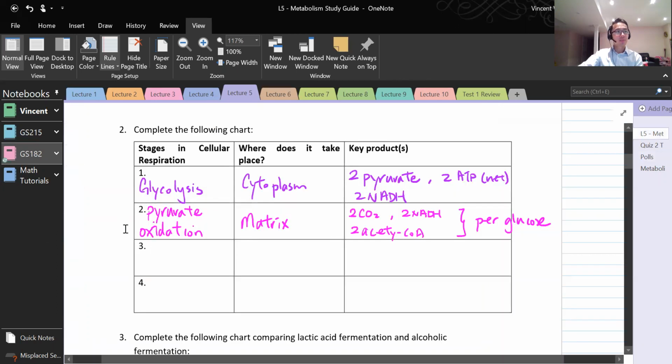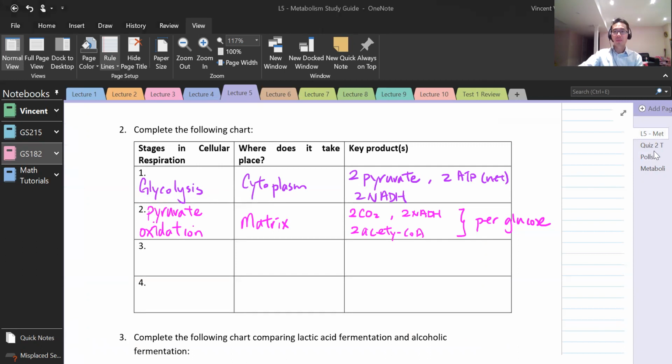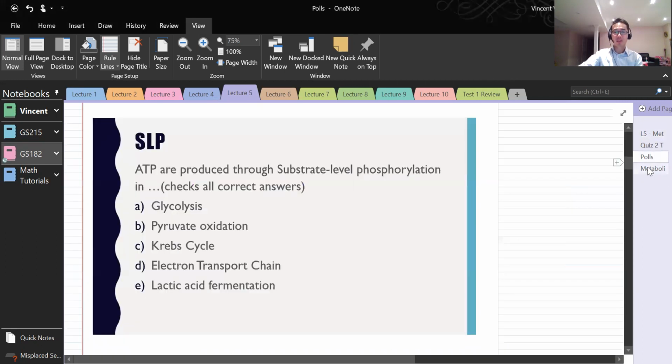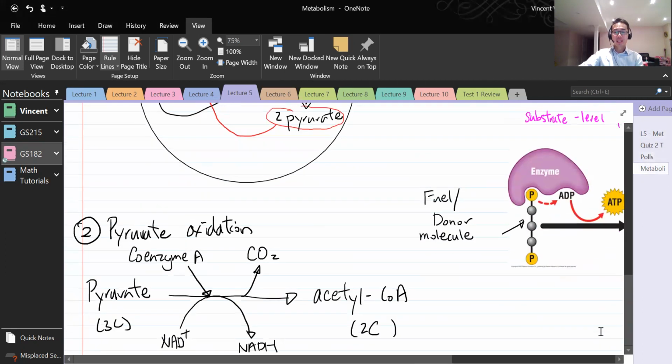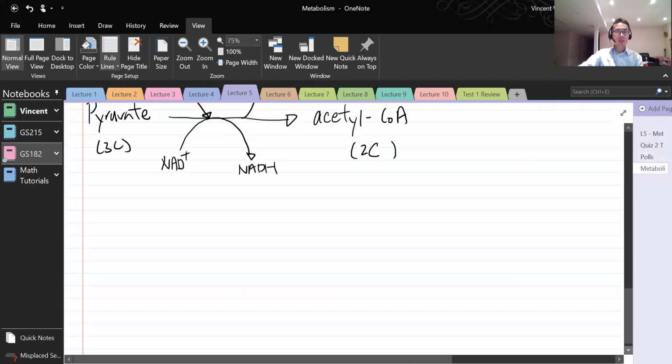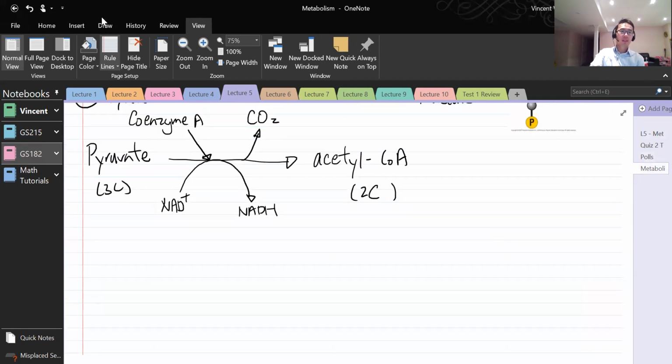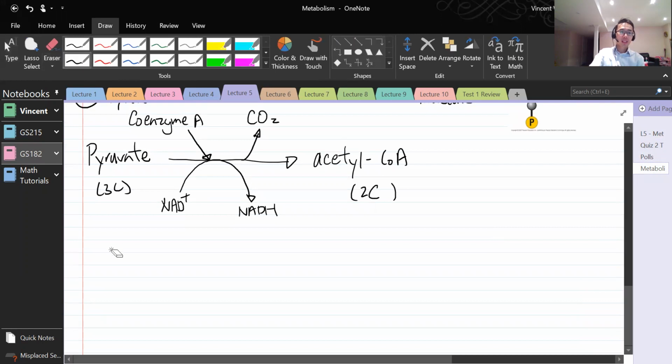So that is the pyruvate oxidation. Let's go to step number 3. What is going on in step number 3? Step number 3 is the Krebs cycle. So number 3, Krebs cycle.